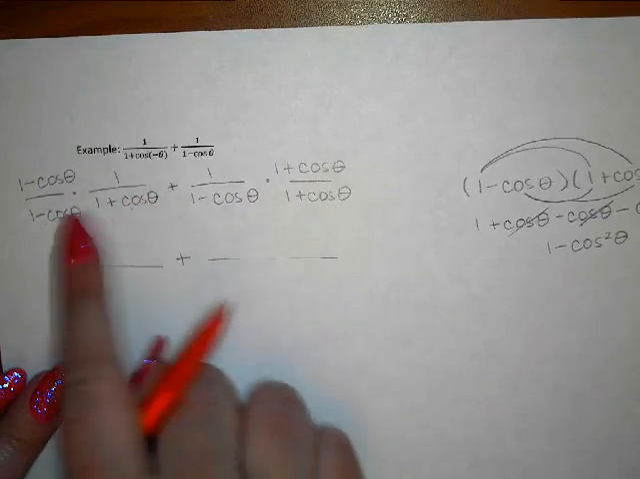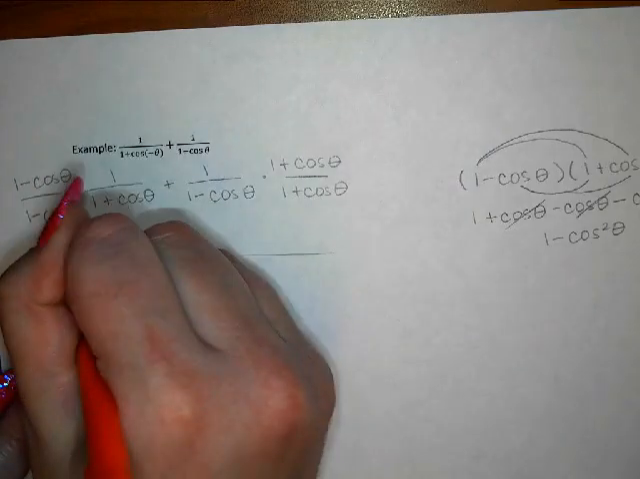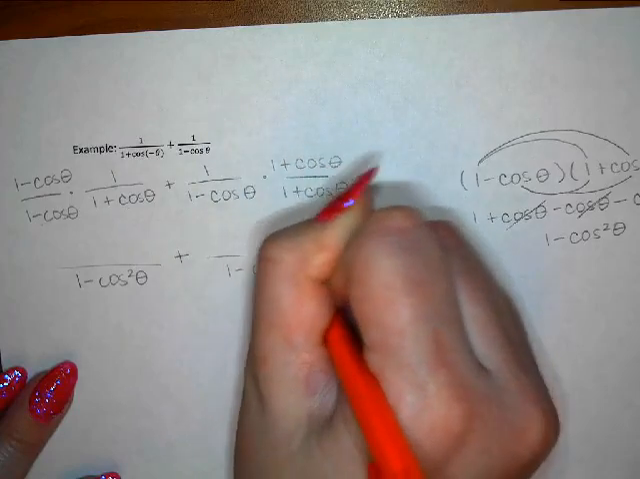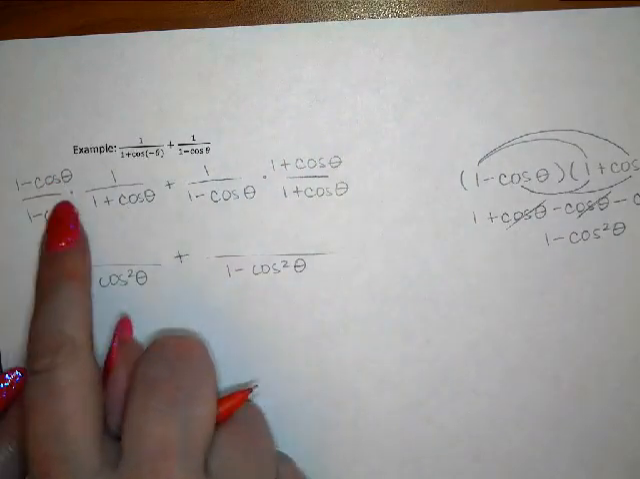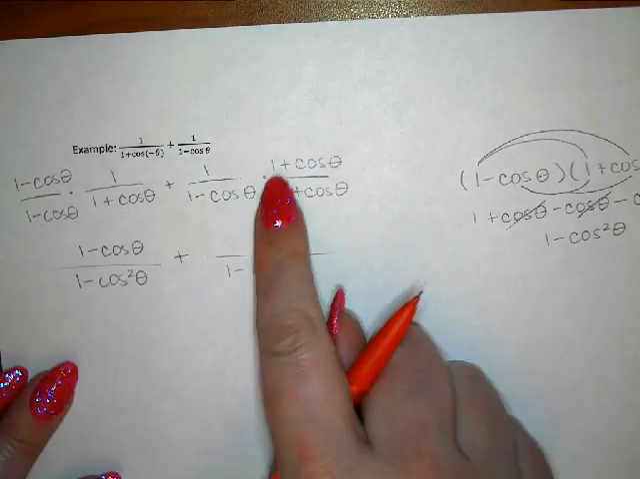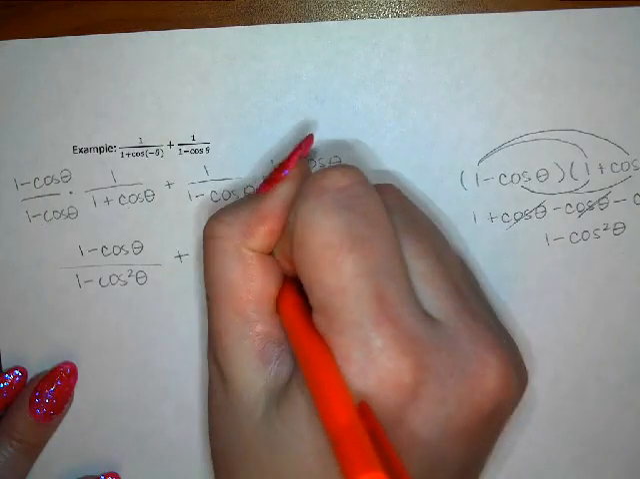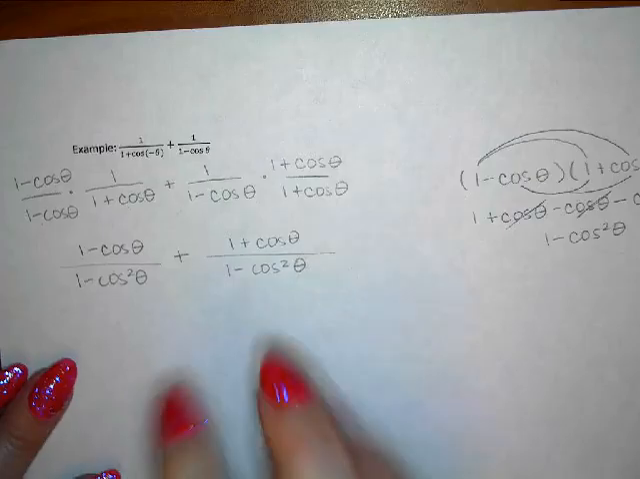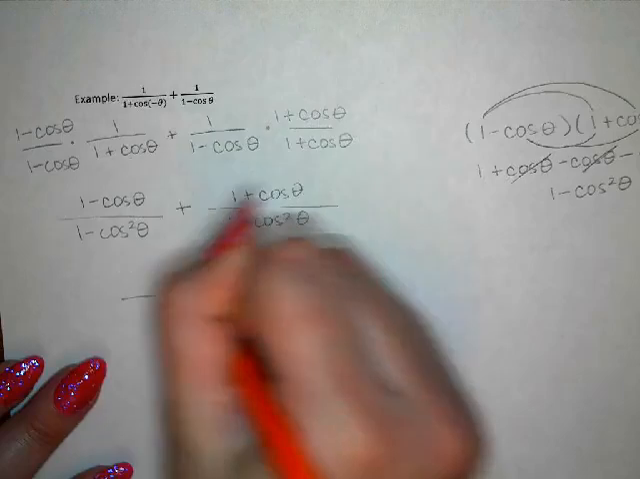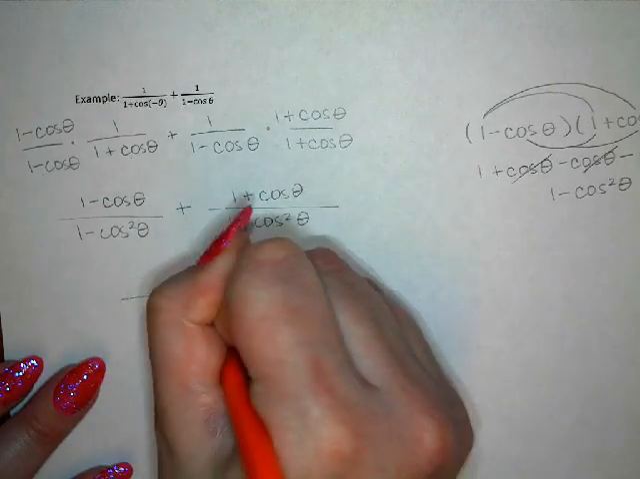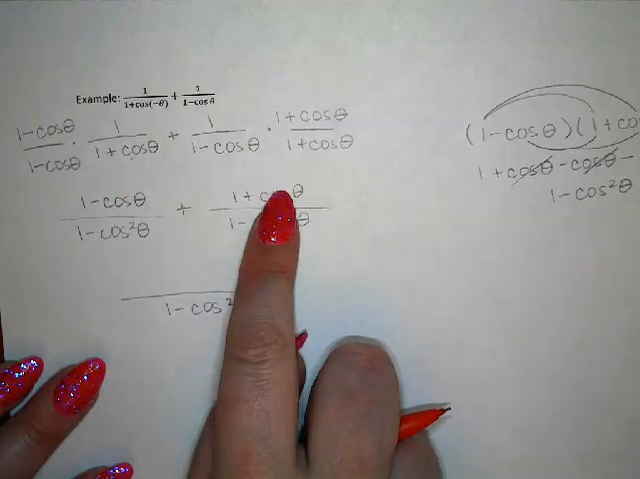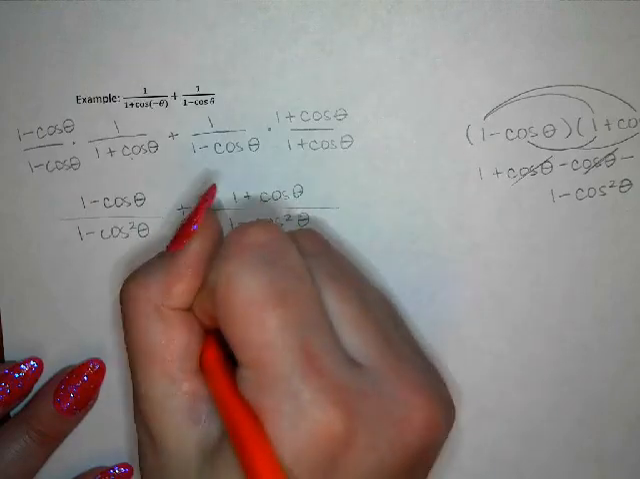Okay, now I had 1 minus cos times 1, so that's just 1 minus cos. 1 times 1 plus cos, so that's just 1 plus cos. And so now with these two fractions, I have the same denominator. So I'm going to go ahead and combine them together. And I can add these numerators together. So 1 plus 1 is 2, and a negative cos and a positive cos added together cancel each other out. So I just end up with 2 over 1 minus cos squared theta.